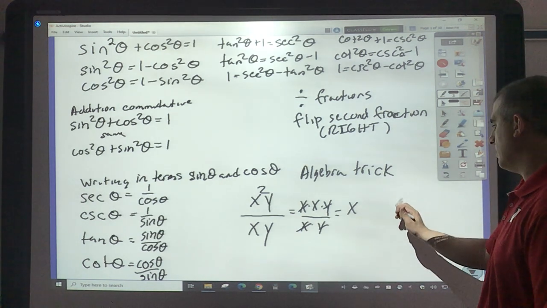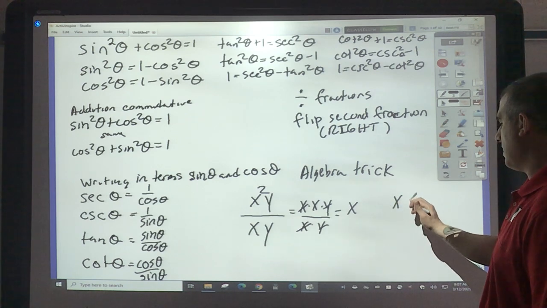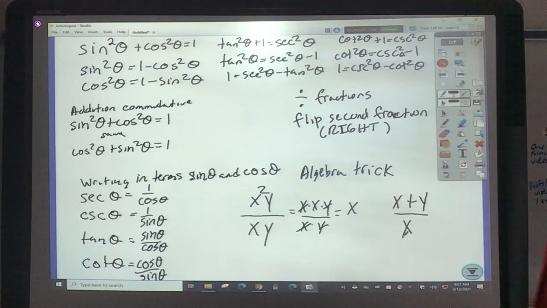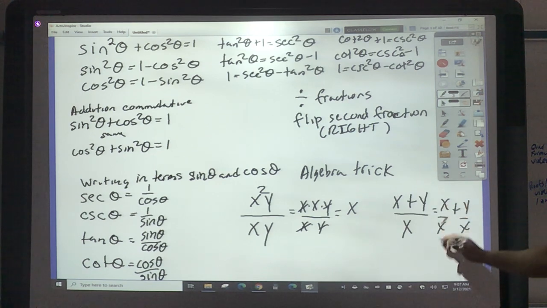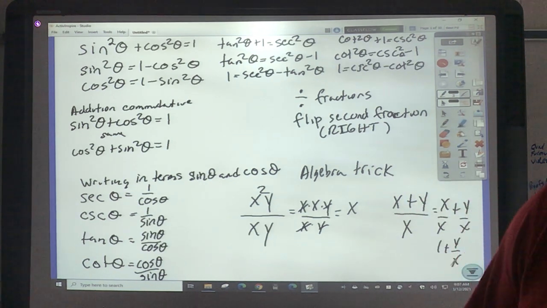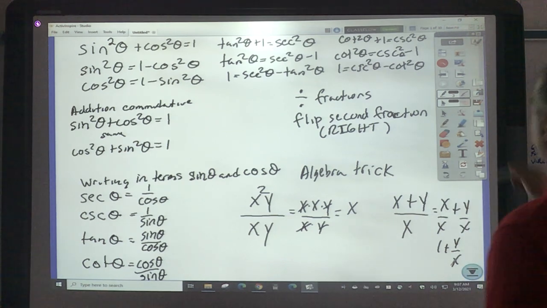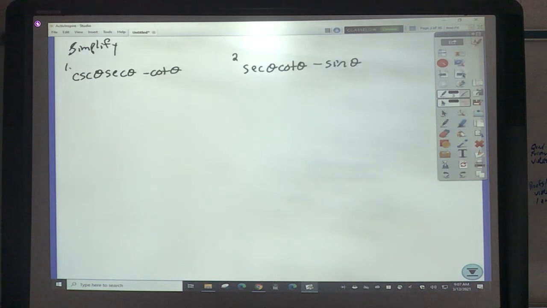Another algebra trick that I wanted to show you. If you have a plus between those, you are allowed to write these like this, where this would be 1. So that's another algebra trick, is that you can separate those. We're going to go through some of these tricks, and these identities are going to be needed as we go through our various problems here. Now let's take a look at our first couple of examples.